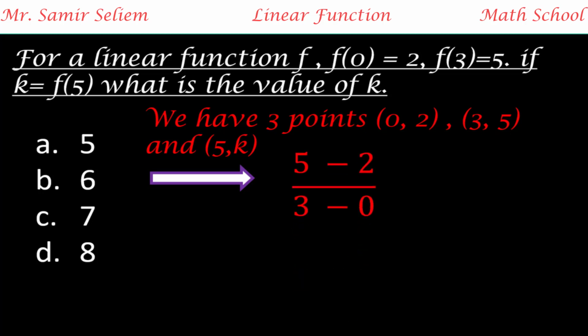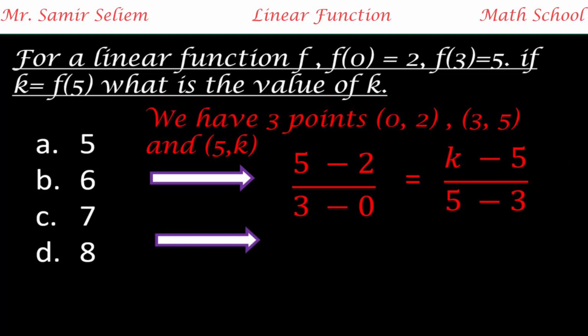So we have 5 minus 2 over 3 minus 0 equals k minus 5 over 5 minus 3. So 5 minus 2 equals 3, and 3 over 3 equals 1. So the slope here is 1, which equals k minus 5 over 2.